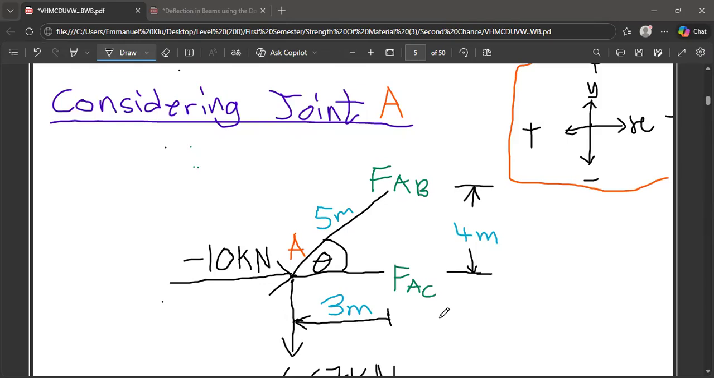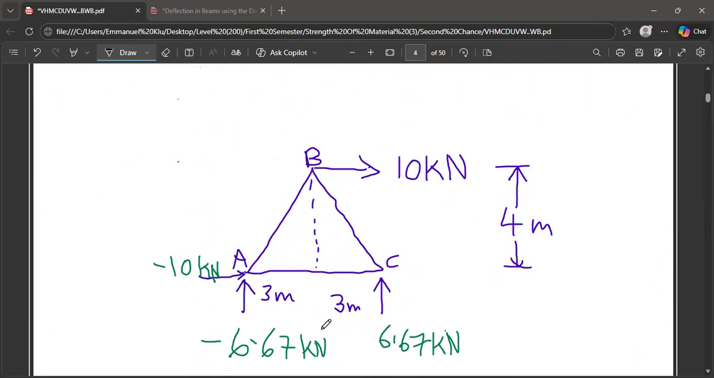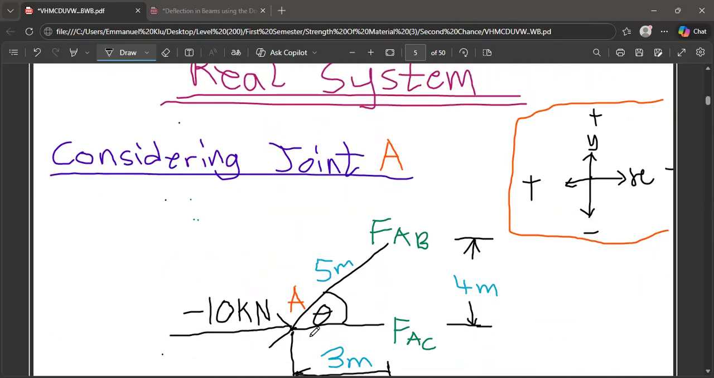You see, you could have also focused on just joint C to calculate for FAB and FAC. But this approach, I like this approach. That is why I'm using joint A to calculate for FAB and FAC. Do you understand me? So now I can't use this to calculate for FBC. I have to now go and consider joint C. Then I can use joint C to calculate for FBC before I can move to my virtual work.